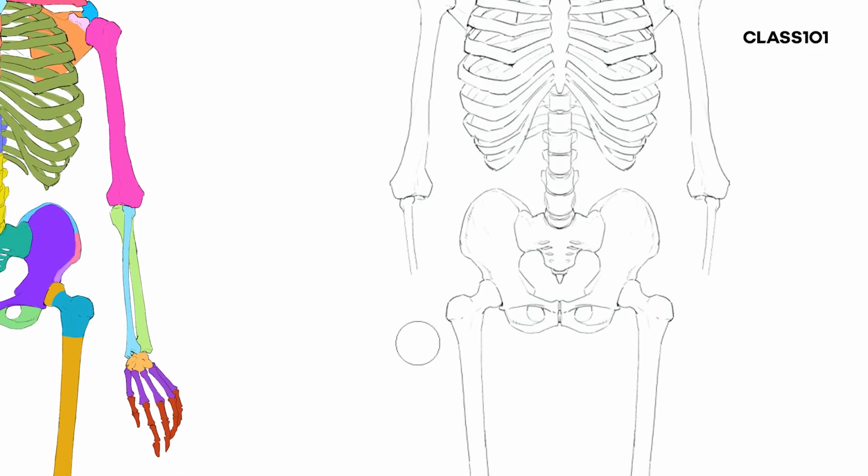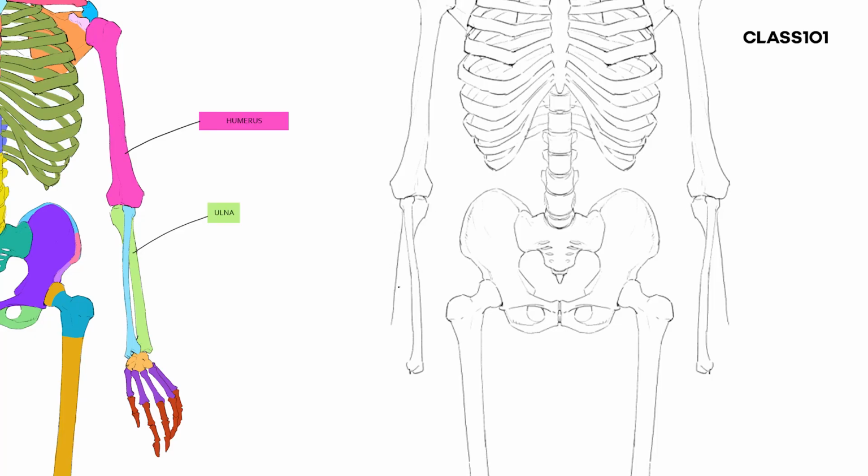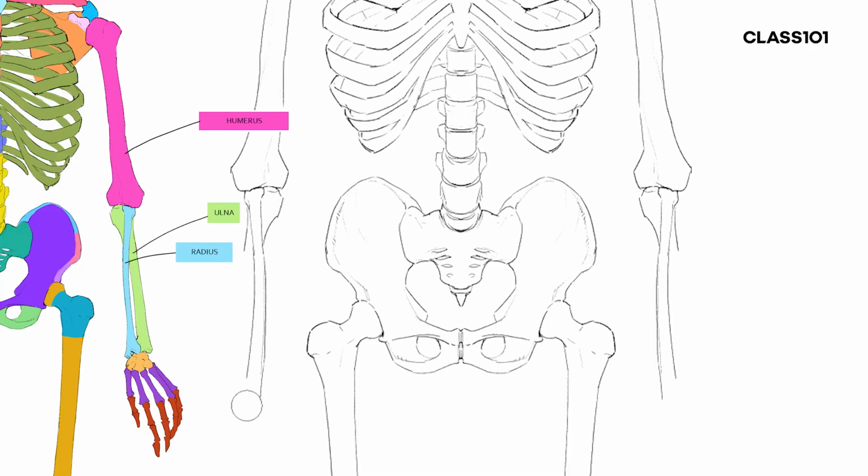Now, let's talk about arms. There is one primary bone which constitutes the upper arm, and that is the humerus. For the lower arm, we have the ulna, which is its main source of structure, and the radius, which allows the forearm to rotate back and forth.